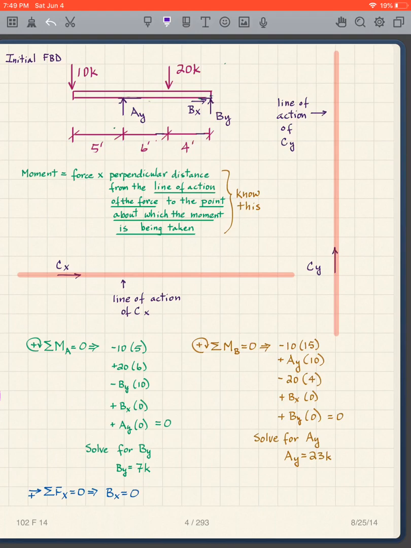But let's do it. So now I'm going to take the sum of the moments about B. That's my point. And again, one way to do this is just to write down force times distance, then worry about the sign. So I've got 10 times 15. Again, I'm taking moments about point B. I have Ay times 10, force times distance, everybody gets that. I've got 20 times 4.